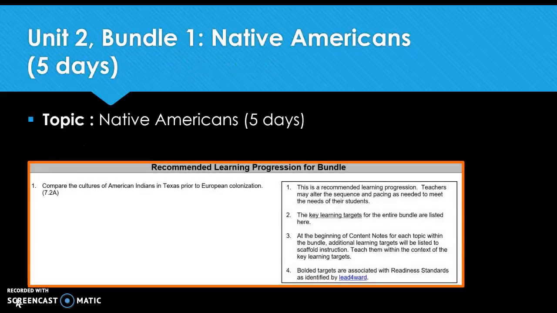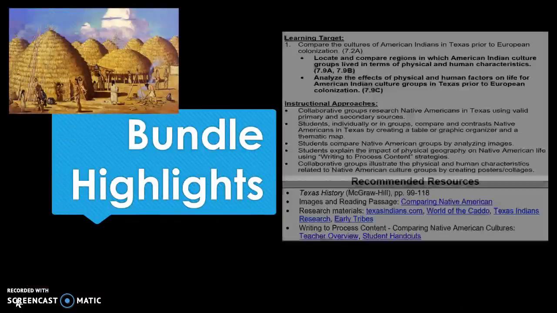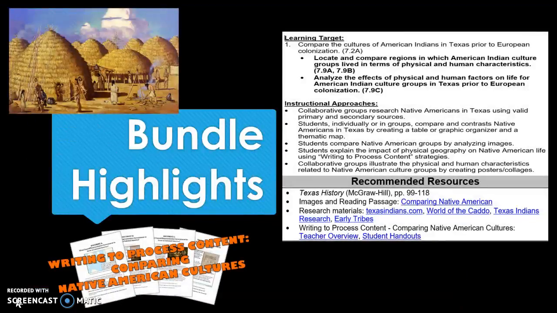The first bundle of Unit 2 deals with the 4 major cultural groups of indigenous people living in Texas prior to European exploration. Now that students have an understanding of the Native American cultures, a writing assignment to process content will be the perfect way to compare and contrast among the cultures. This activity is outlined in your IFD.